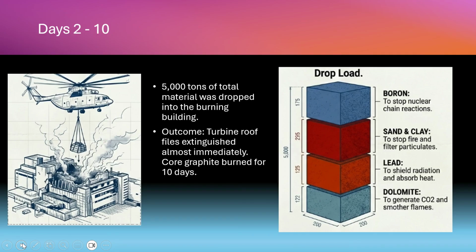Over the next several days, helicopters dropped 5,000 tons of material into the burning building, including boron to stop nuclear reactions, sand and clay to extinguish fires, lead for radiation shielding, and dolomite to smother flames with CO2. While the turbine roof fires were extinguished quickly, the core graphite burned for 10 days.